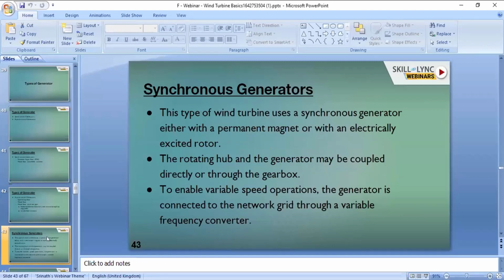As I told, this wind turbine uses the synchronous generator either with a permanent magnet or an electrically excited rotor. This synchronous generator can be connected directly or through a gearbox. But basically, in the present scenario in the industry, the synchronous generators are generally directly coupled. So sorry, this hub is directly coupled to the generator without the gearbox.